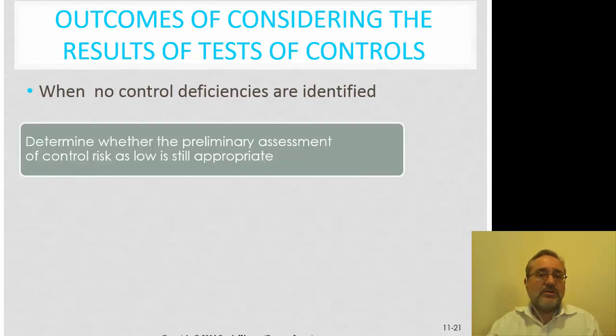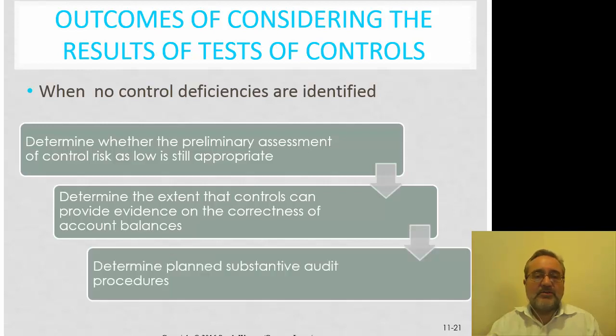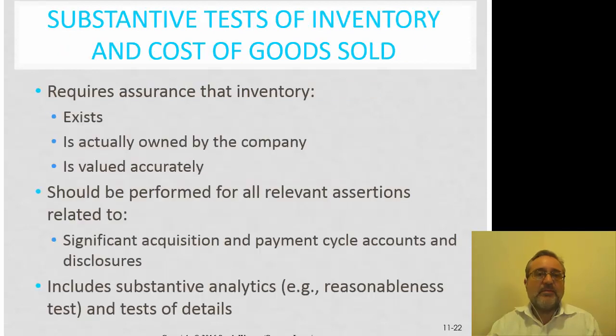When no control deficiencies are identified, we determine whether the preliminary risk assessment is still appropriate. We're going to determine the extent the controls can provide evidence to the correct account balances and determine and plan our substantive audit procedures. So let's now focus on substantive procedures. We're looking at substantive procedures related to the account of cost of goods sold.